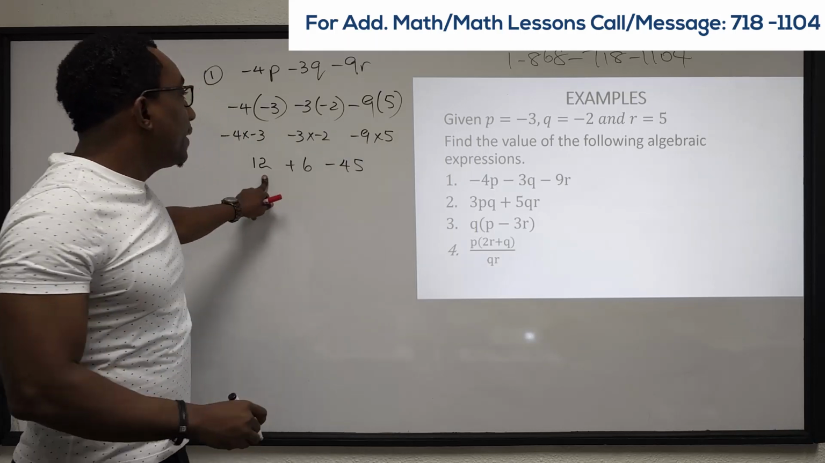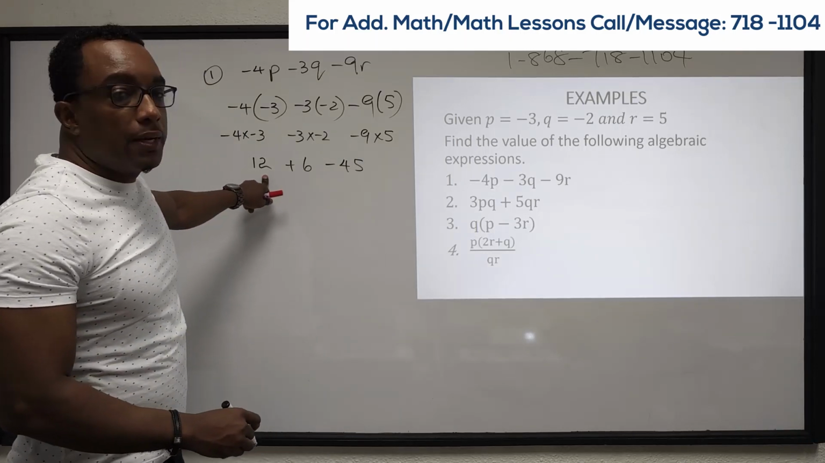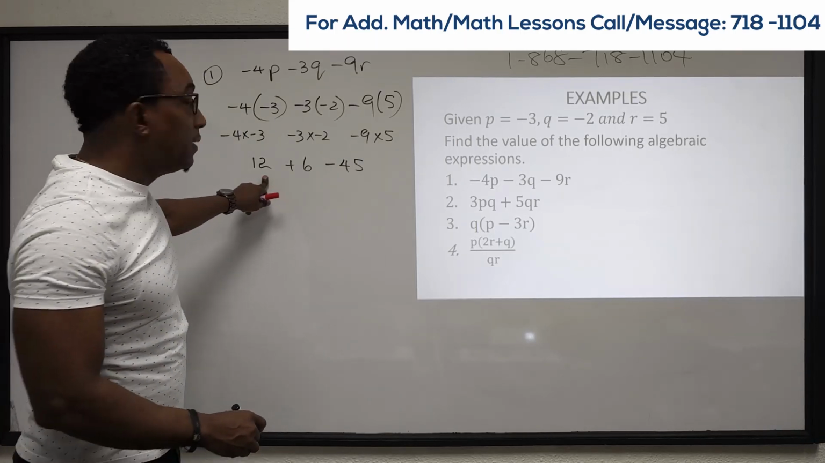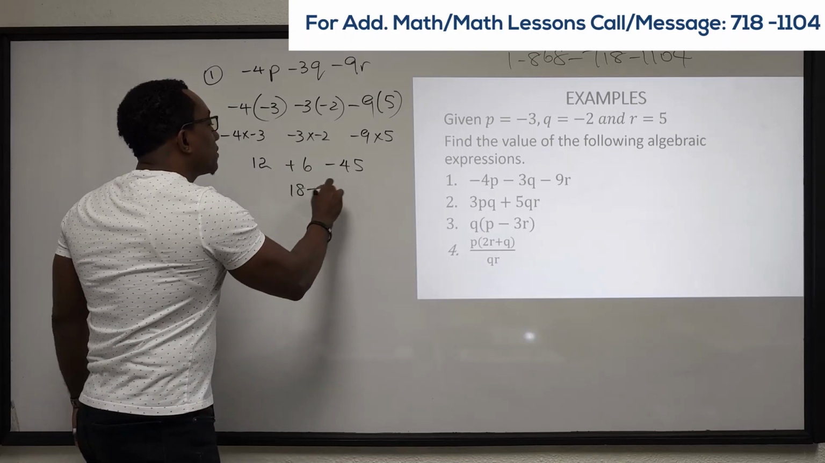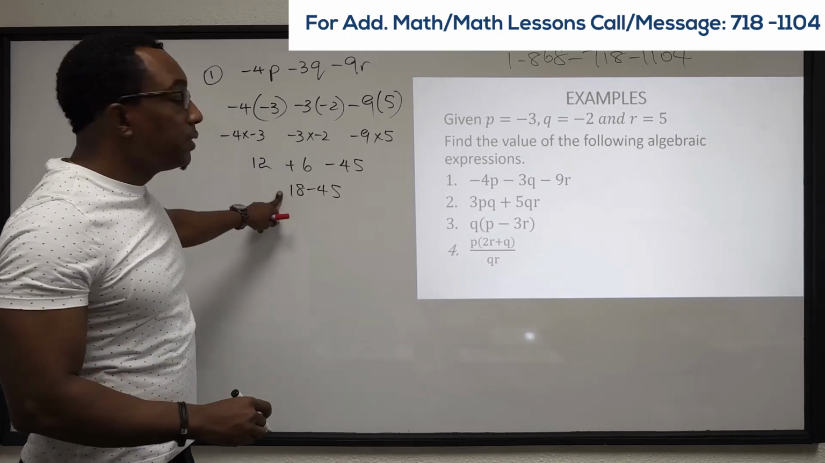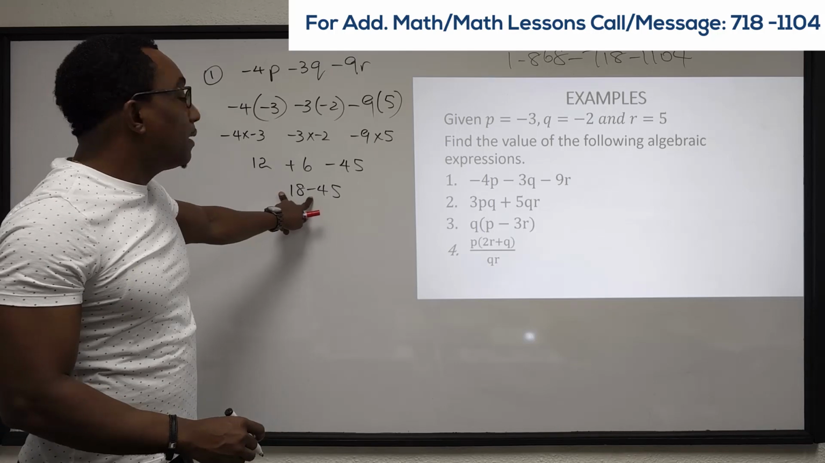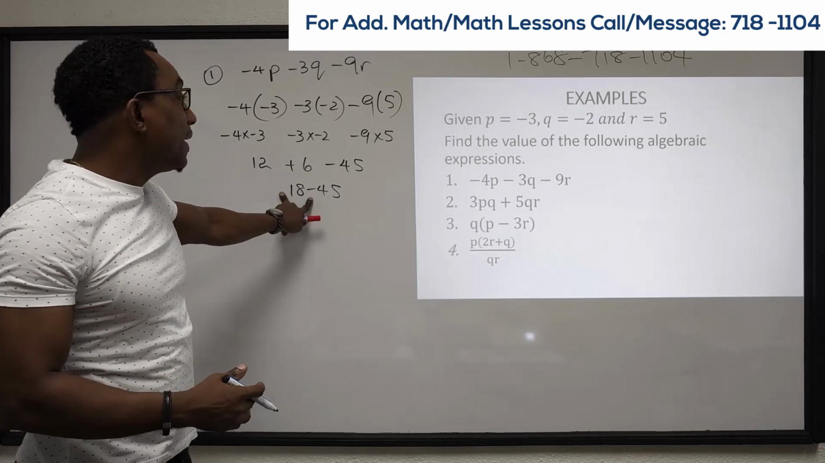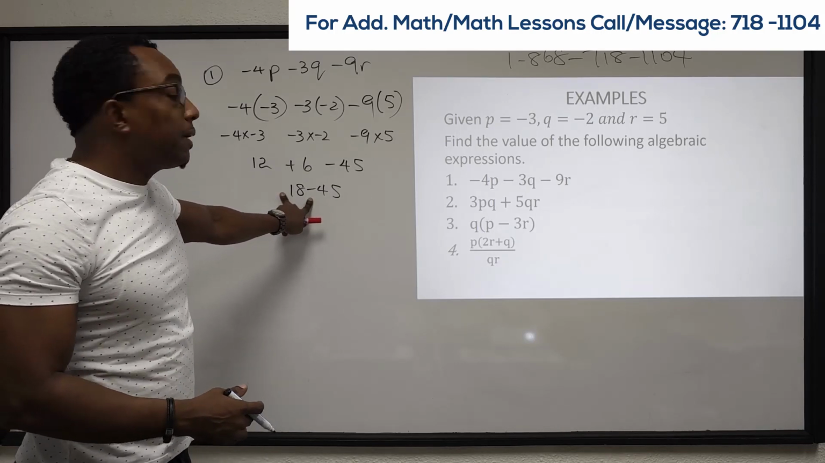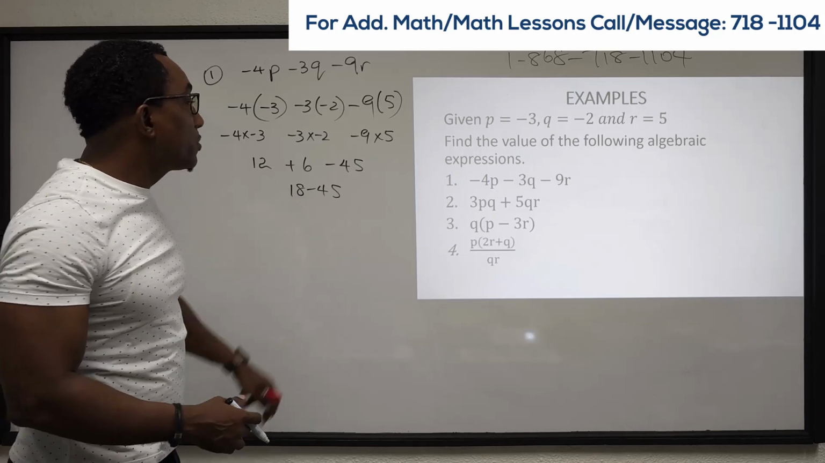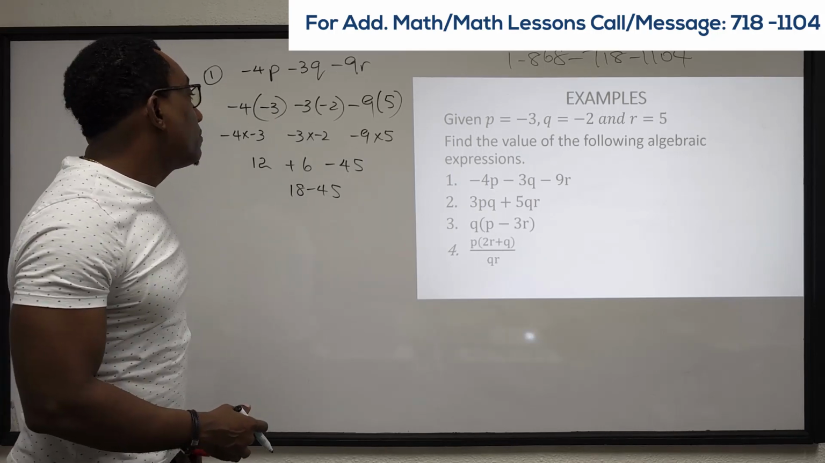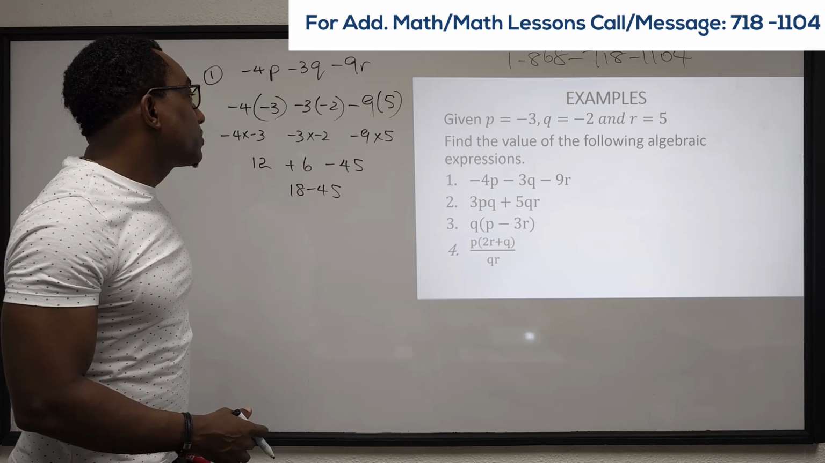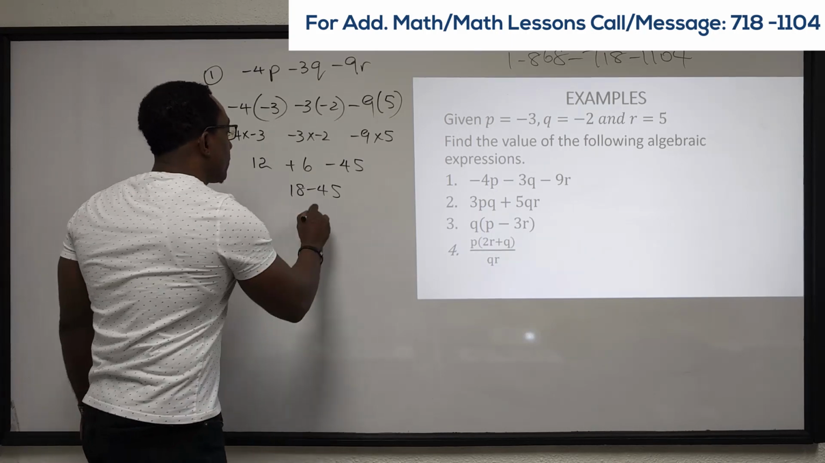So when we simplify this, we know that 12 plus 6 will give us 18. So this is 18, subtract 45. And from our rules of signs of addition and subtraction, when the signs are different, we're going to subtract the two natural numbers. So we're going to subtract 18 from 45, which will give us 27.